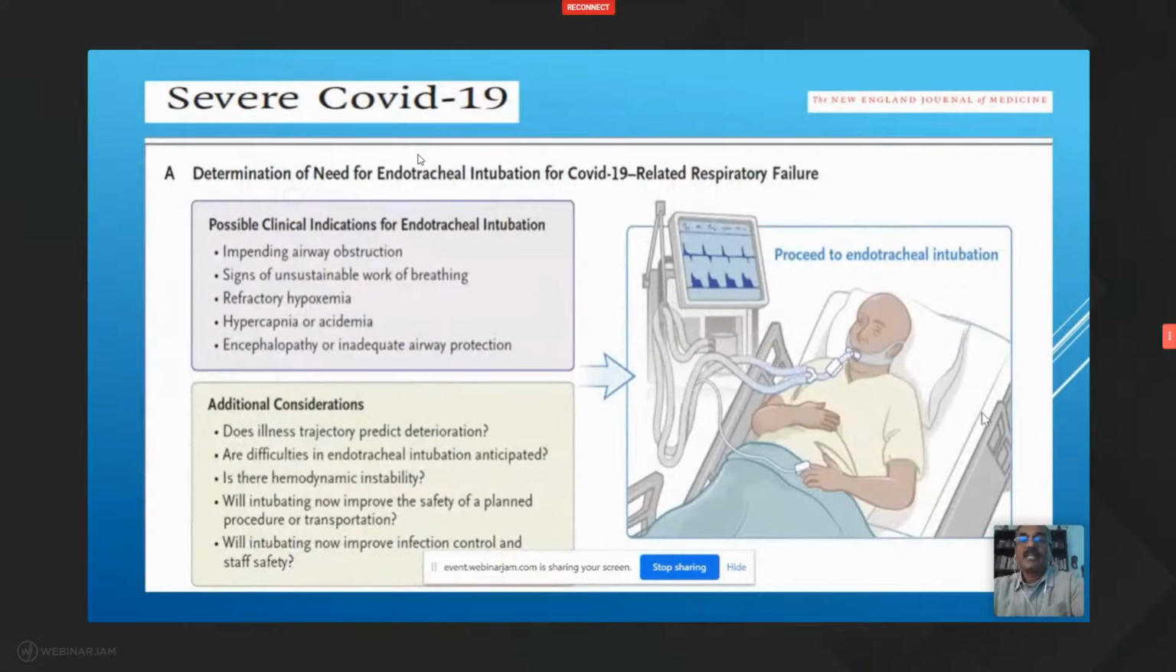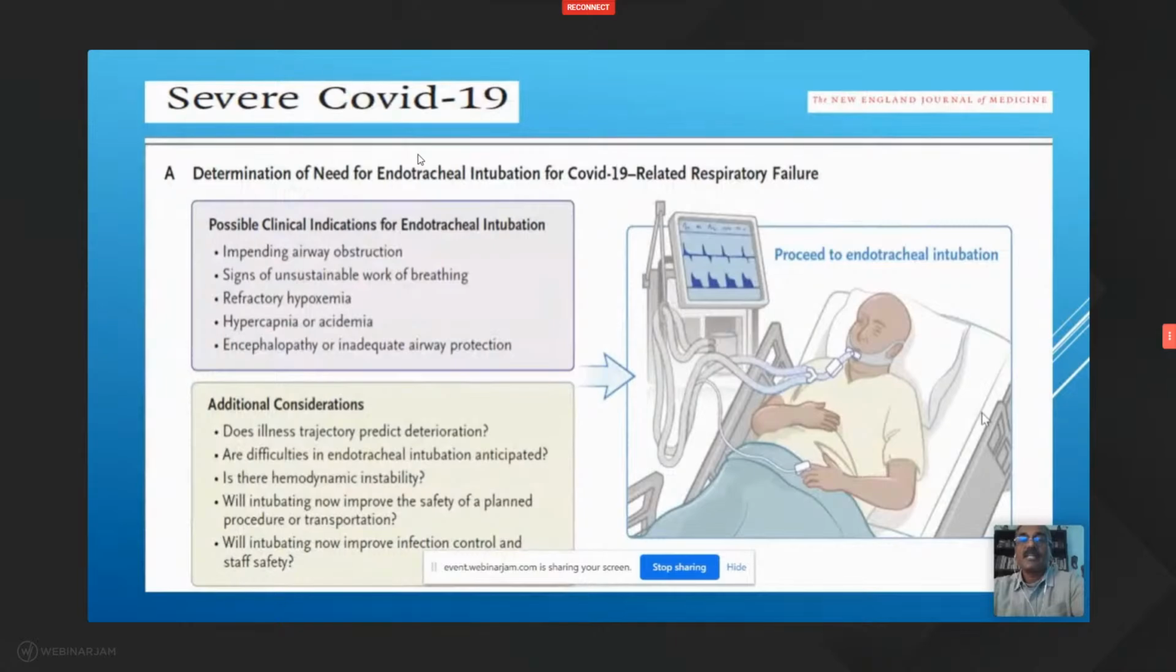Not just that, an additional consideration in patients with COVID is to look at the disease trajectory. If the patient is rapidly deteriorating, even if he's able to maintain oxygen saturation on high oxygen, it's best to intubate early, a planned intubation, so that you can reduce aerosolization. Because if it's a crash intubation, the chances of aerosolization and viral transmission are higher. So planning it in that setting is better, particularly in patients where difficult endotracheal intubation is anticipated.